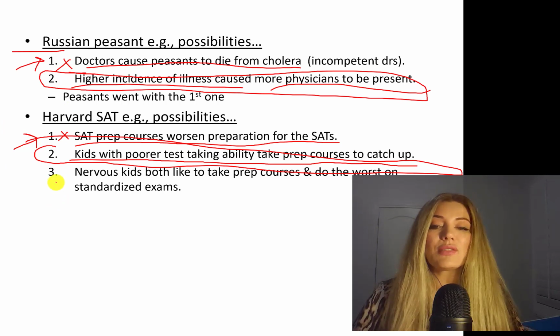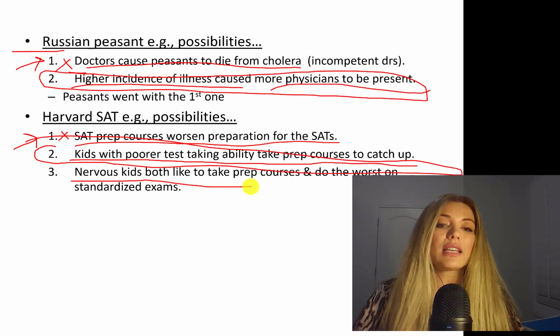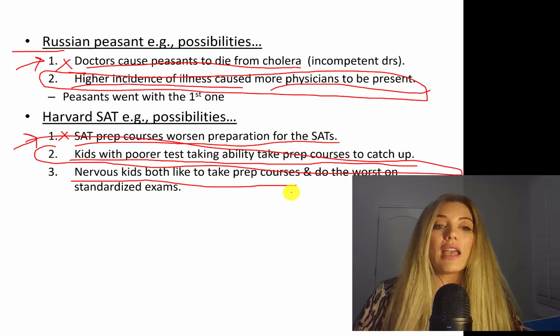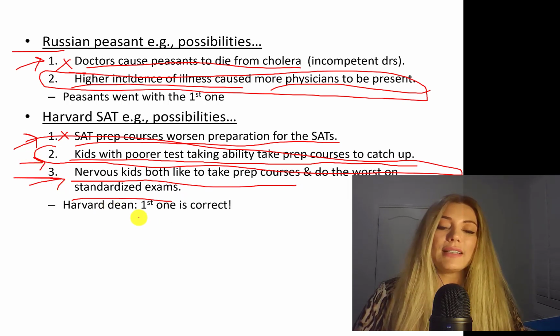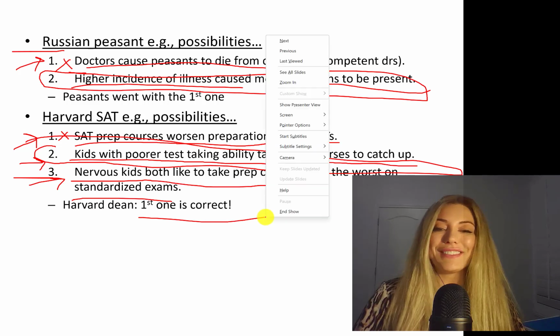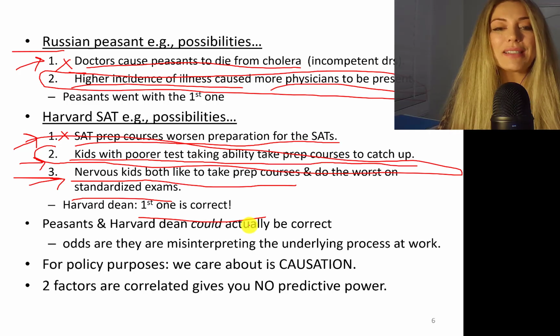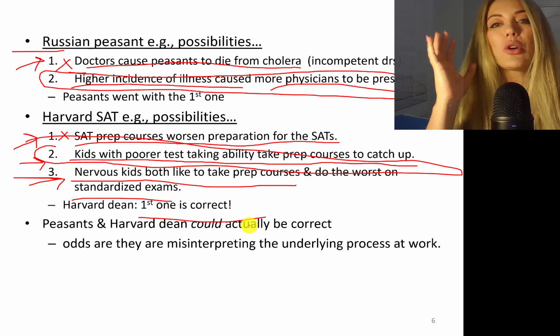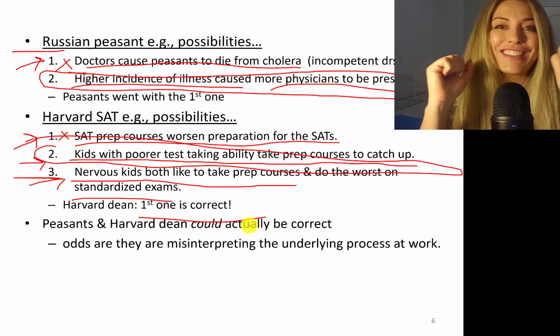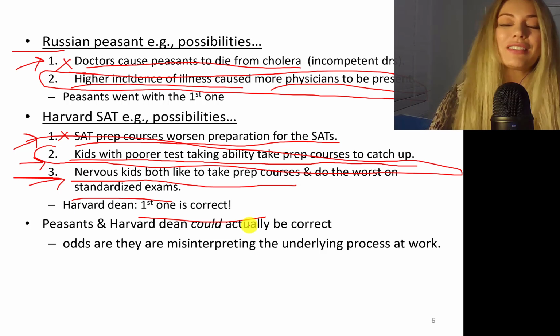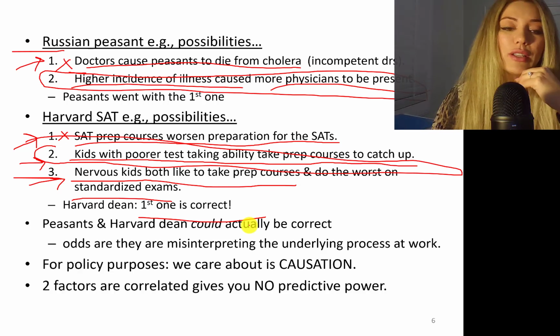Or look at this one: nervous kids both take preparation courses and do the worst on the standardized exam. That could be, right? Even this one, the second and third ones. The Harvard dean unfortunately chose the first one. So the peasants and the Harvard dean could actually be correct. Odds are, however, they're misinterpreting the underlying process at work.